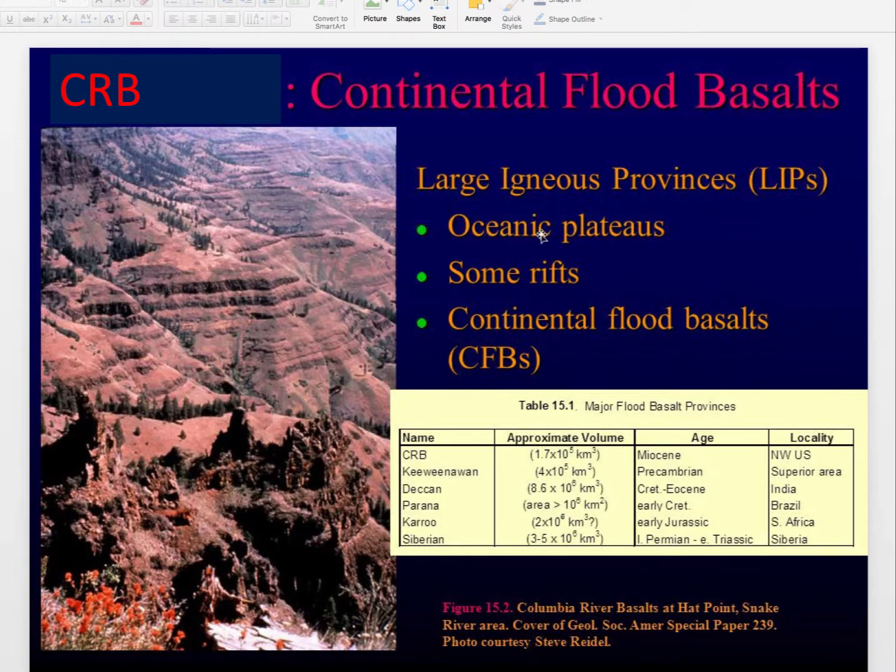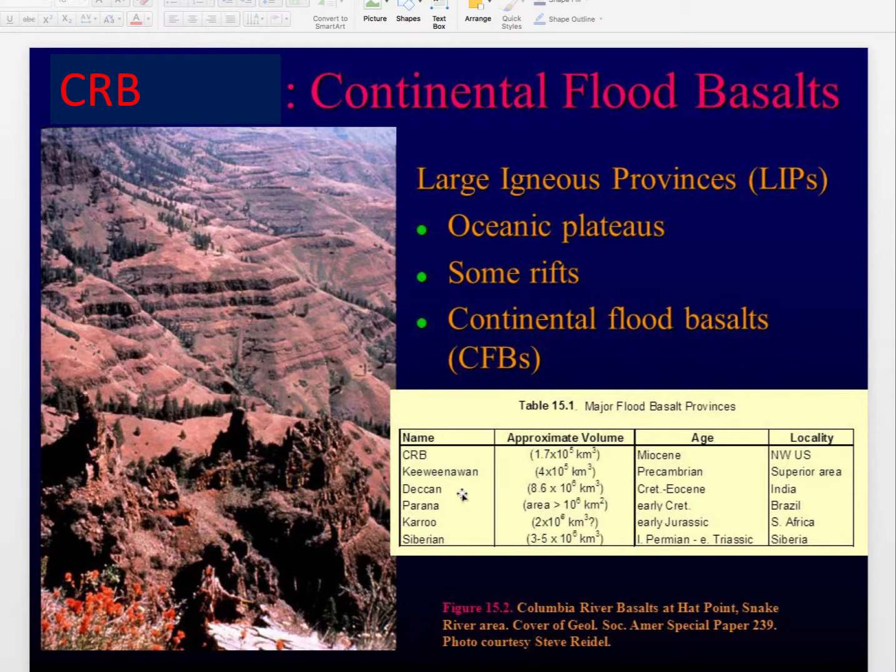We also find them in oceanic plateaus. We can find them in continental settings. You can see that for the Columbia River basalt, it's about 170,000 cubic kilometers. We talked about the Keweenawan province that formed in the Precambrian, the Continental Rift, and that's about 400,000 cubic kilometers.